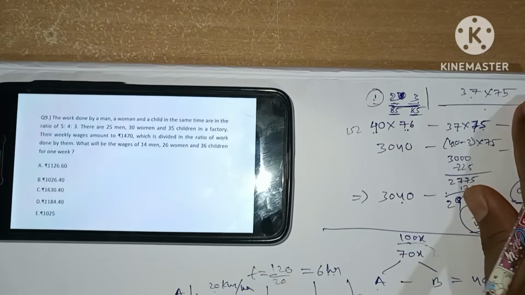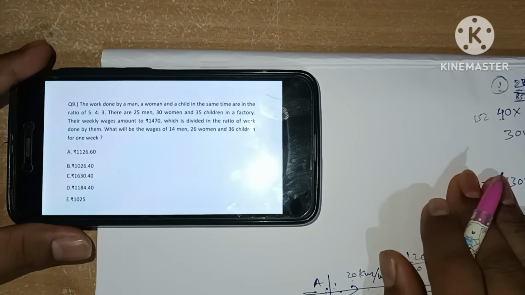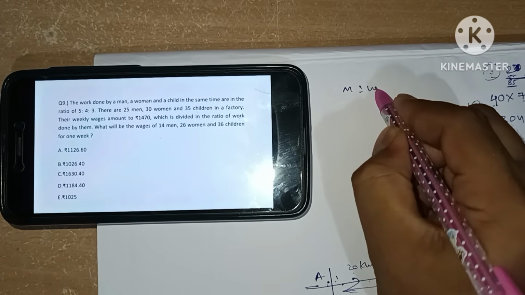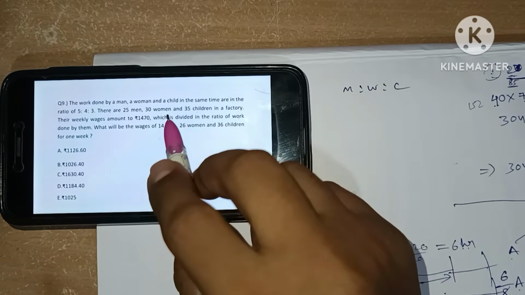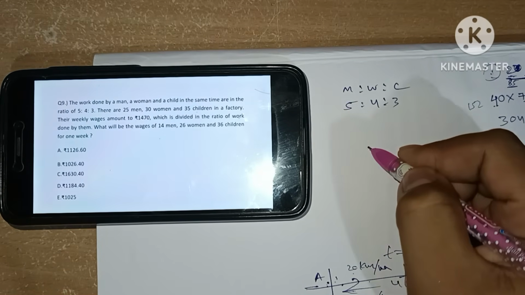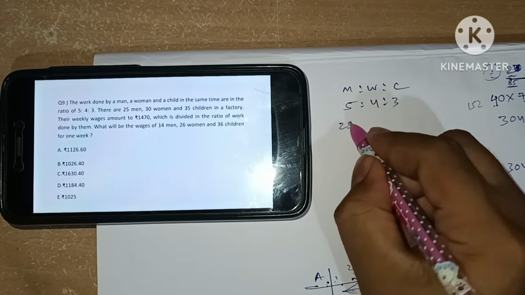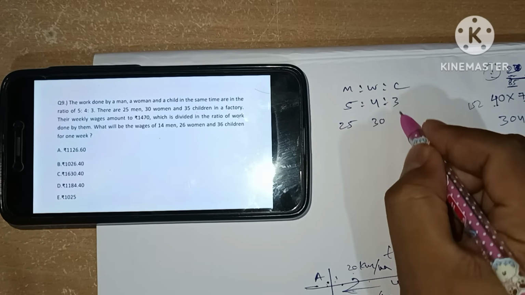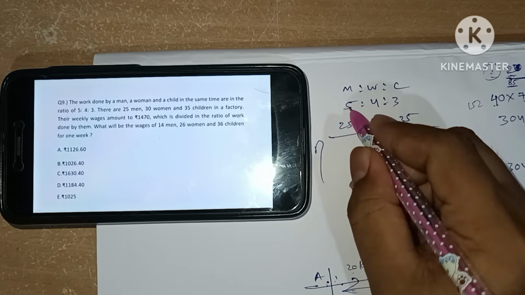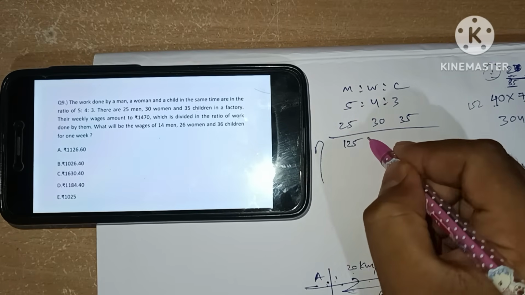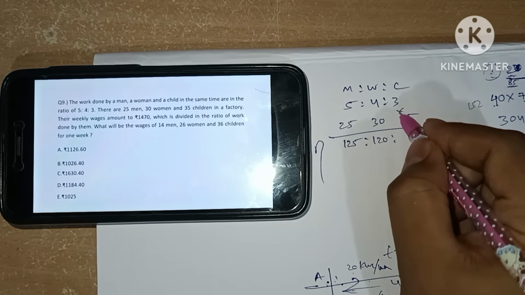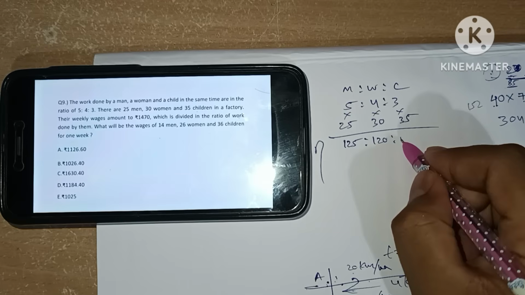Here the question is, the work done by a man, a woman and a child in the same time are in the ratio of 5 is to 4 is to 3. There are 25 men, 30 women and 35 children. So total efficiencies will be 25 times 5, which is 125. This will be 120. 3 into 35, we get 105.